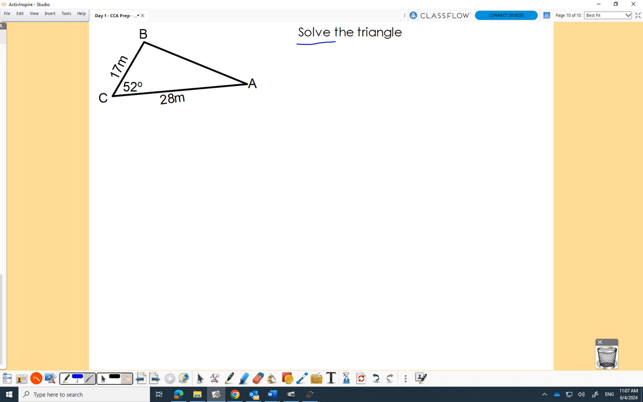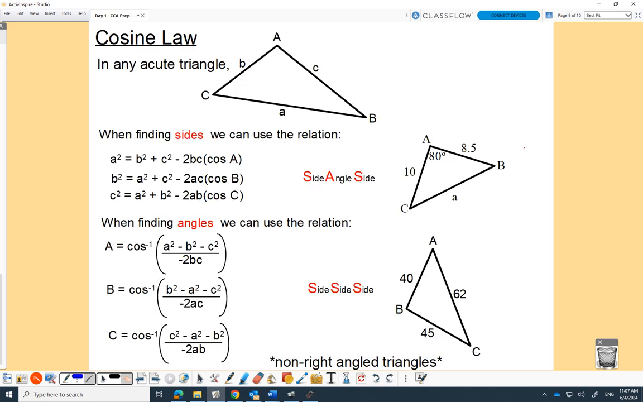Which side can I go after if I've been given angle C? You shouldn't know that off the top of your head necessarily, but look at the formulas. If I've got angle C, which side can I get? C. Take a look. The formula with angle C also has side C. So if you've got angle C, you're going after side C. And then you can transpose the formula over.